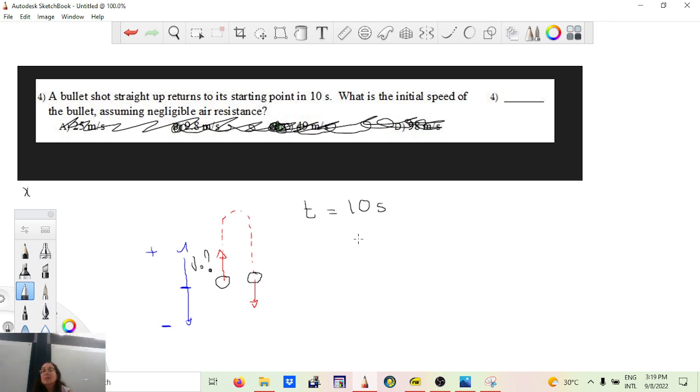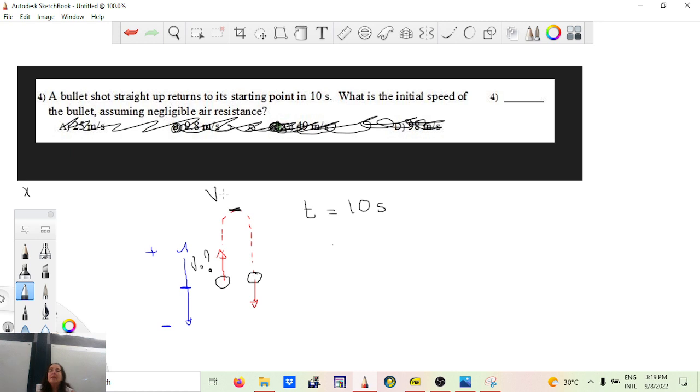Yeah. 5 seconds? Oh, yeah, you can do that if you want. But they want to, yes, you can use that to reach the top is 5 seconds. There are different ways to do it, so you can do that. But they want to find the initial velocity, V sub zero. That's the question, right? So yes, you can use that. If you want to use that, you can use that.